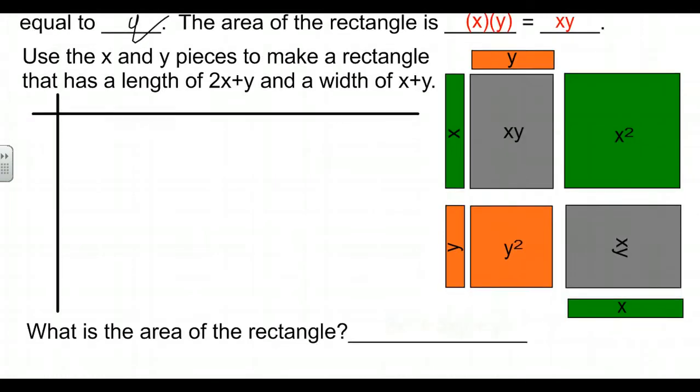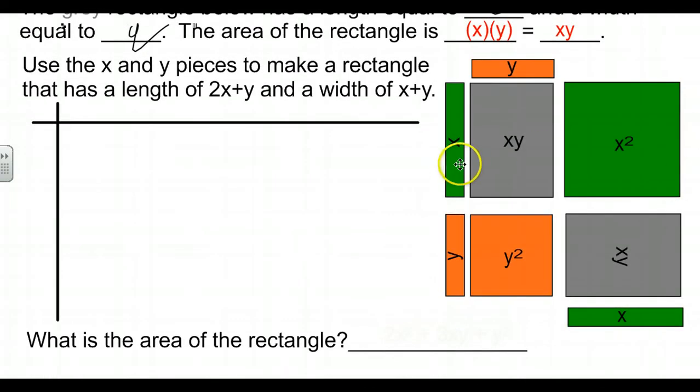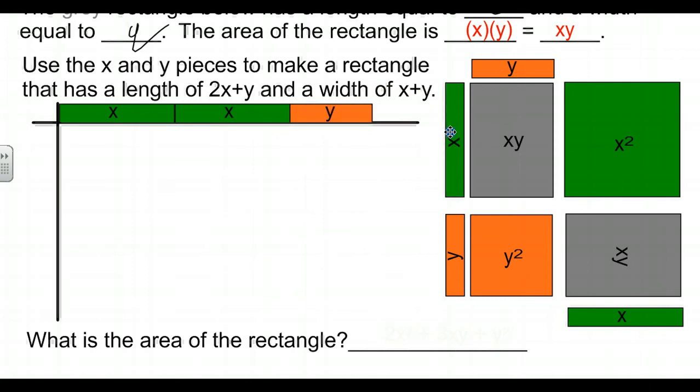Now, can we use the x and y pieces to make a rectangle that has a length of 2x plus y? Let me do this. Let's get a length. So I want 2 x's. I'm going to put my length up top here, 2x plus y. And a width of, so I'm going to need my sideways guys here, a width of x plus y. And then let's see what we get.